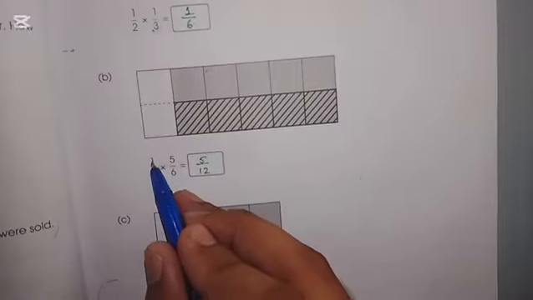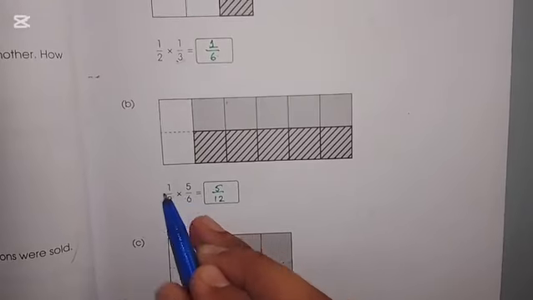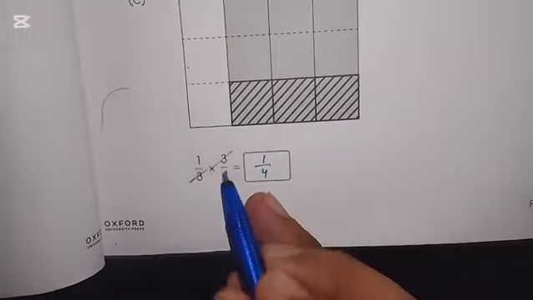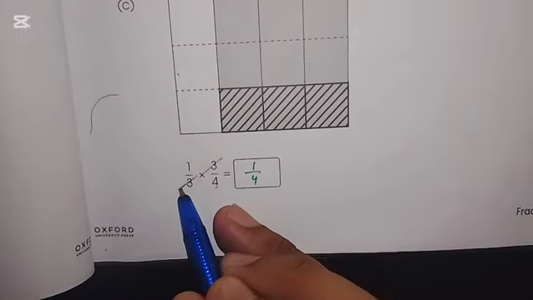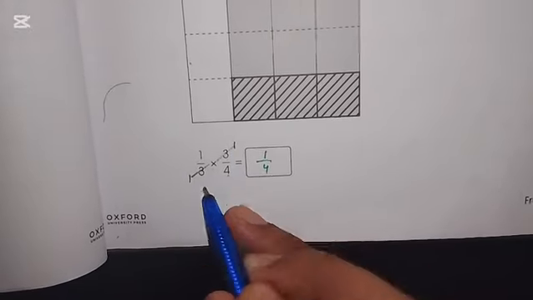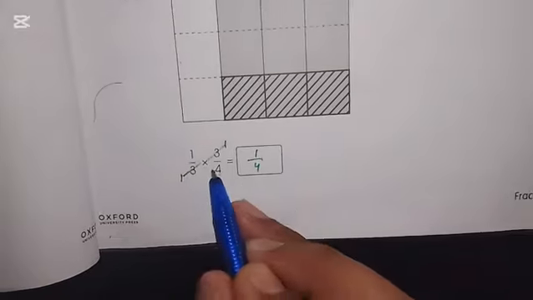B part, 1 over 2 multiply 5 over 6. 1 5s are 5, 2 6s are 12. This is our answer. 1 over 3 multiply 3 over 4. Here 3 and 3 both go on the same table. 3 1s are 3 and 3 1s are 3. Now 1 1s are 1 and 1 4s are 4. So this is our answer.